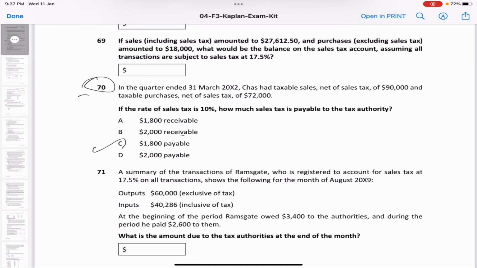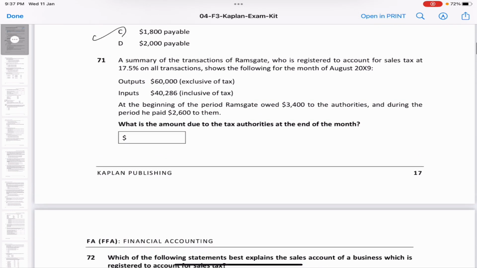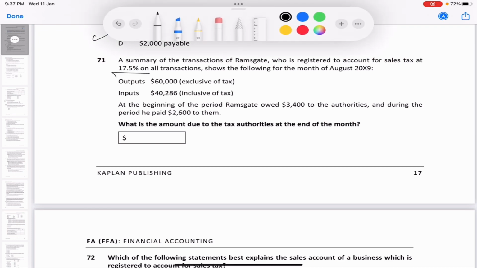Let's come to question 71. A summary of the transactions of Ramsgate, who is registered to account for sales tax at 17.5%, shows the following transactions. For outputs, 60,000 exclusive of tax. What does outputs mean? Think about it. Output means sales, input means purchases.